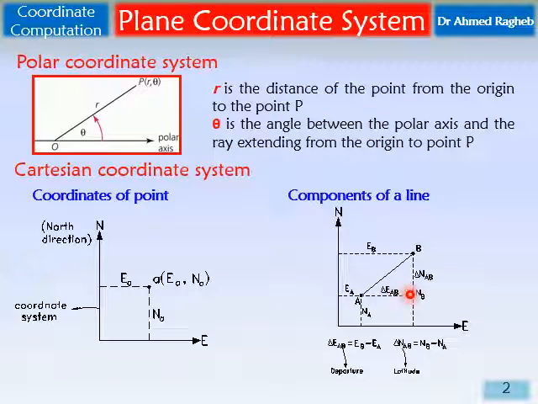The components of the line are the projection of this line in the easting direction and the northing direction. Remember that all this is plane, so this is a plan view. The easting component, as you can see, delta E_AB equals E_B minus E_A, and delta N_AB equals N of point B minus N of point A. We call them the easting component of the line and the northing component of the line, or sometimes the departure and the latitude.